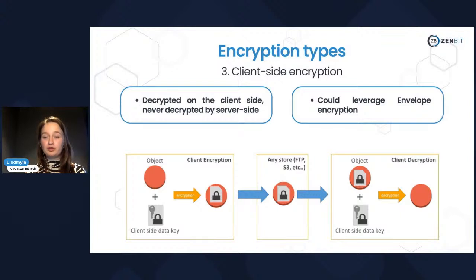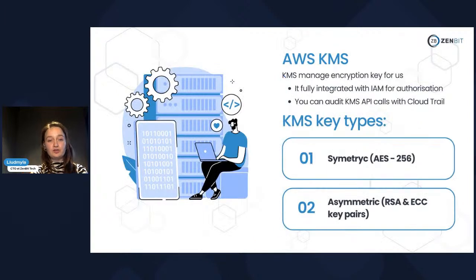In most cases, to achieve all these encryption methods in AWS, you will use the KMS service. KMS is fully integrated with IAM authorization, and another benefit is that you can audit API calls with CloudTrail.